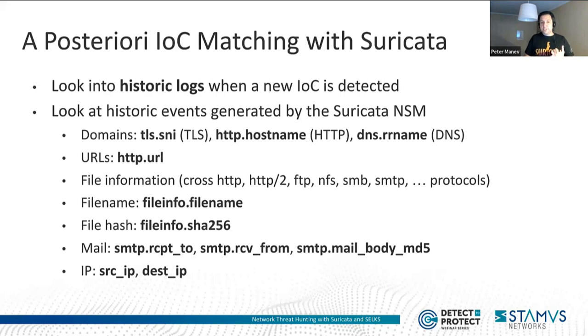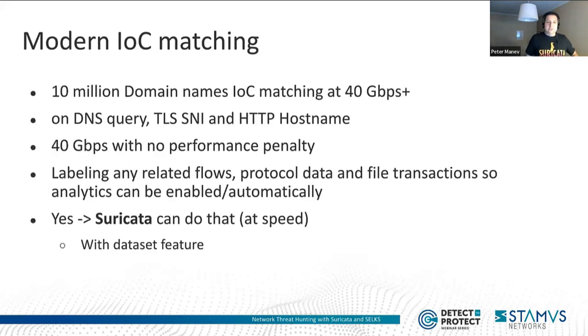IOC matching in Suricata can be done in different parts of the traffic, anything from IP to email to file hashes. Domains could be matched in three different ways: if they're in the DNS query itself, in the HTTP hostname itself, or in the TLS SNI itself. So that all brings matching to a good level. But we want to be able to do a little bit more. Just IOC matching by itself is not enough. We need more.